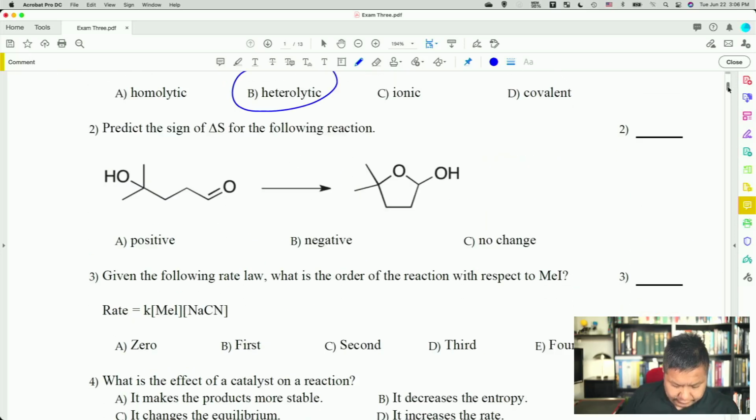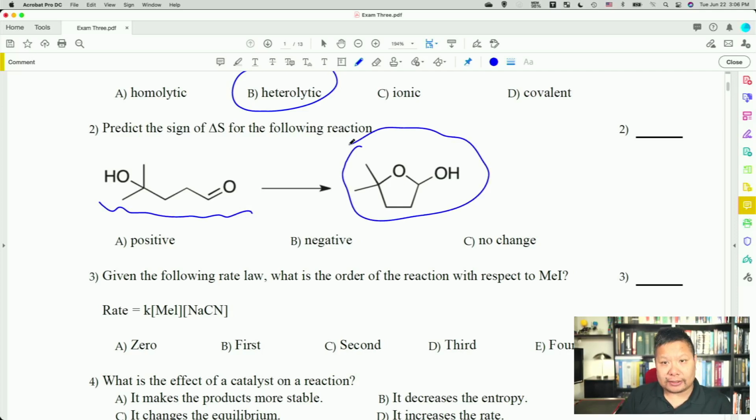Next, predict the sign of the delta S, which is entropy, for the following. Whenever you go from a straight, open molecule like that into a cycle, you have fewer degrees of freedom for each of the atoms and the bonds. So that means that you have gone from more disordered to less disordered, right? And so that means you have a negative delta S.